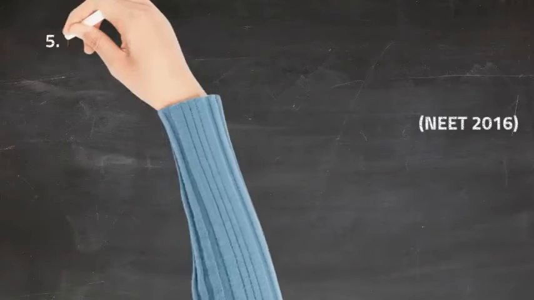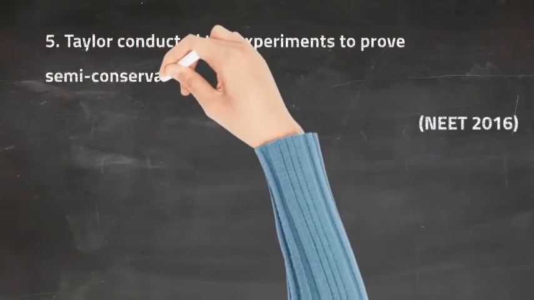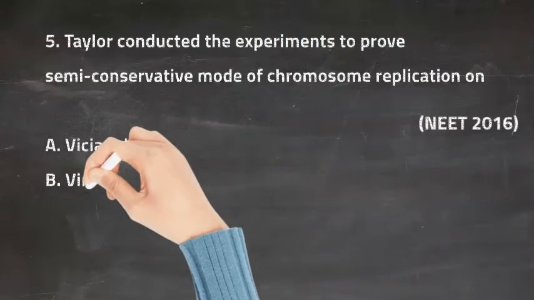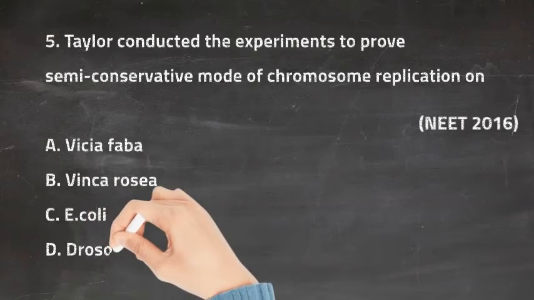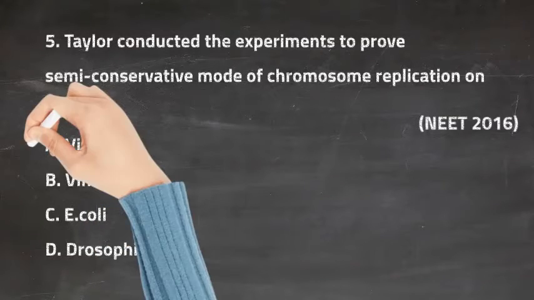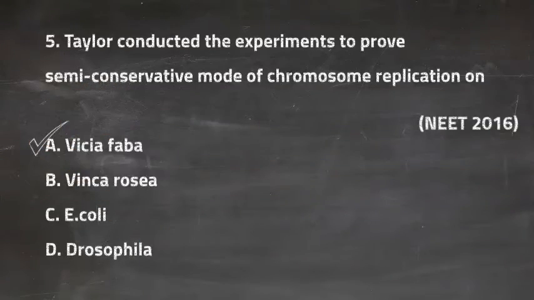The fifth question is, Taylor conducted the experiments to prove semi-conservative mode of chromosome replication on. The first option is Vicia faba, the second option is Vinca rosea, the third option is E. coli, and the last option is Drosophila. So the right answer for this question is option A, and that is Vicia faba.